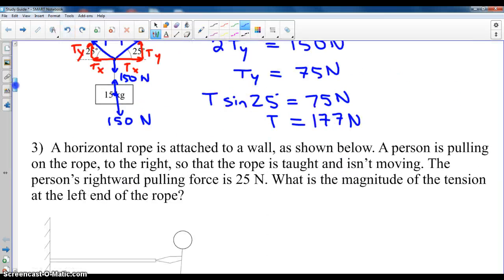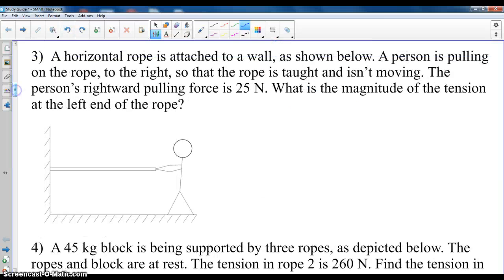All right, next problem. A horizontal rope is attached to a wall as shown below. A person's pulling the rope to the right so that the rope is taut and is not moving. Aha! Forces balance.